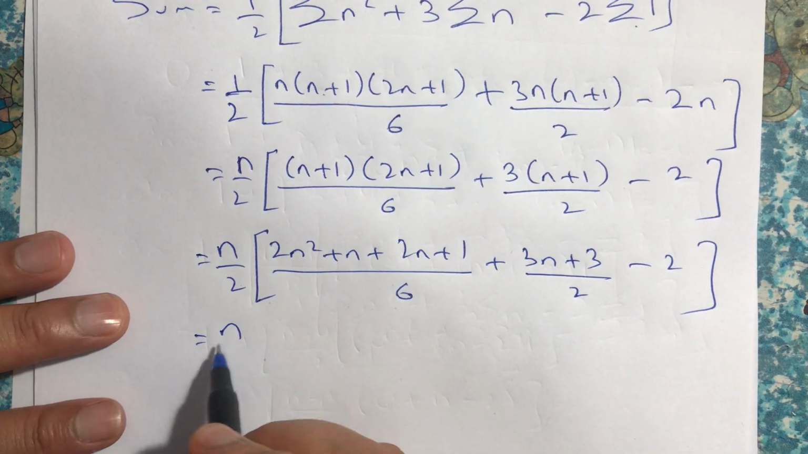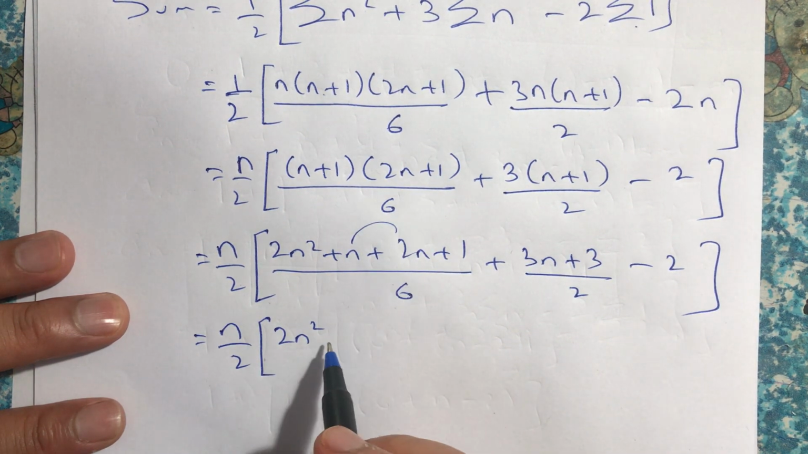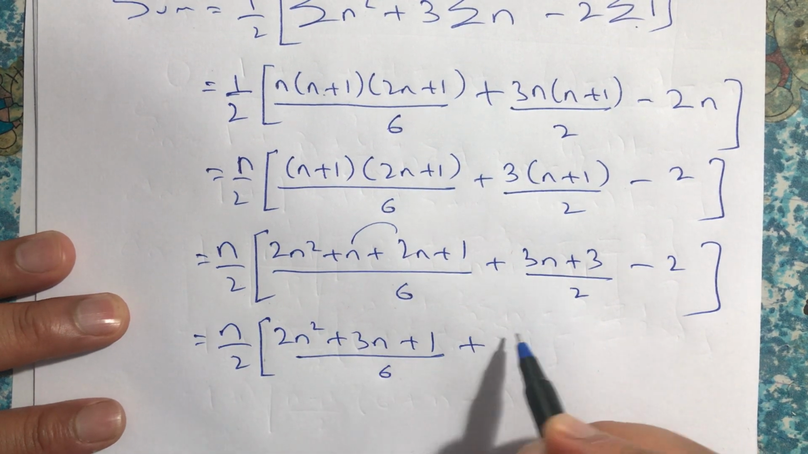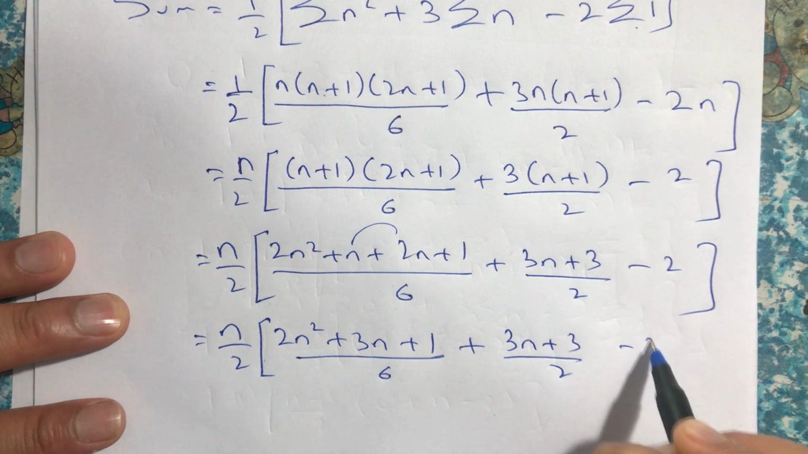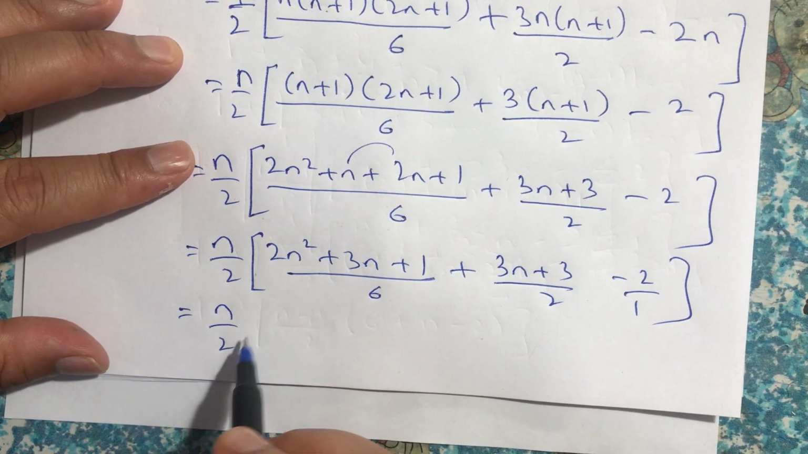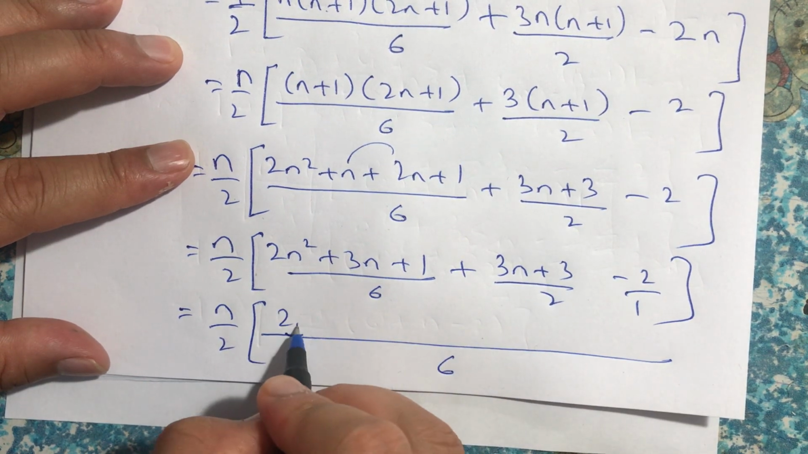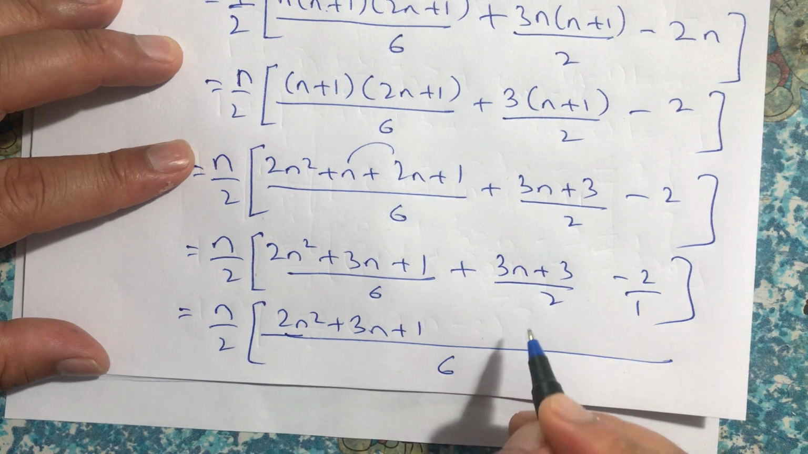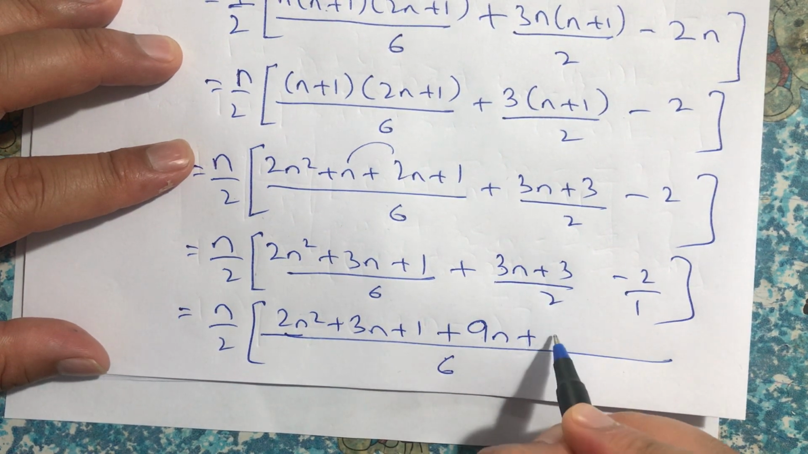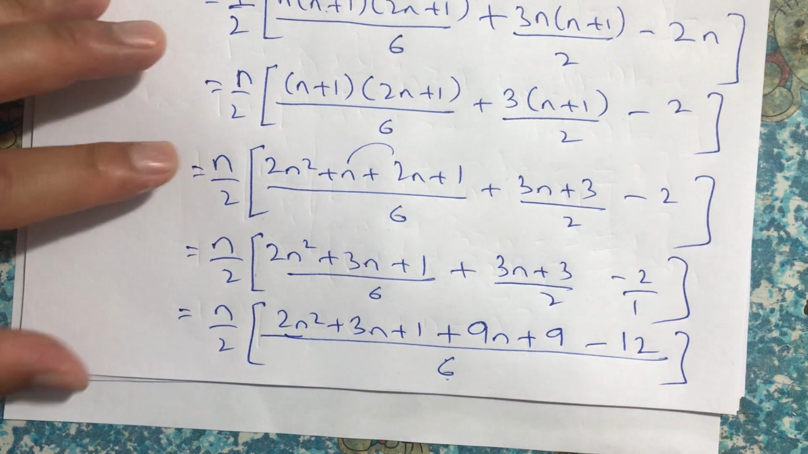And then I see something common. Yes, something is common over here: n and 2n, so I get 3n plus 1 by 6, plus 3n plus 3 by 2, minus 2. Now we find the LCM. The LCM is equal to 6. So 6 ones are 6, so I get the same thing. Over here 2 3s are 6, so 3 will multiply both of them. 3 3s are 9n, 3 3s are 9, minus 6 2s are 12. So we get this much.